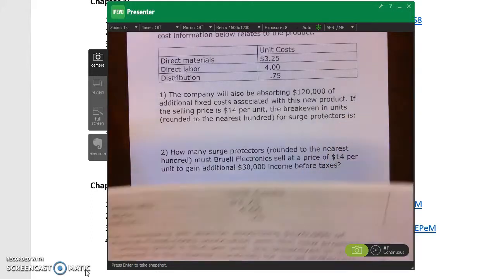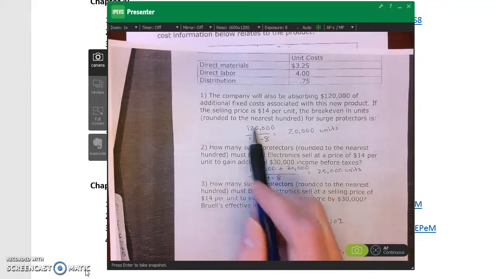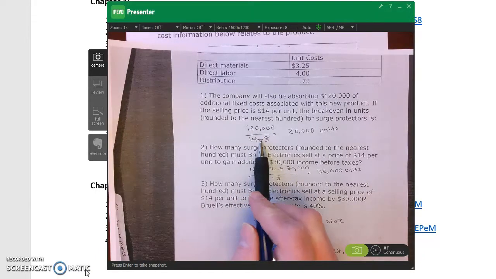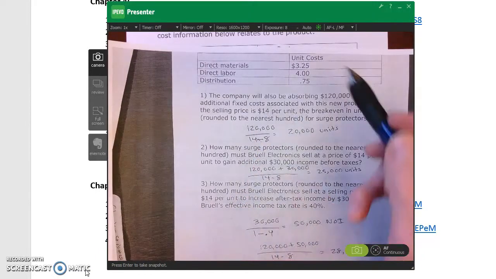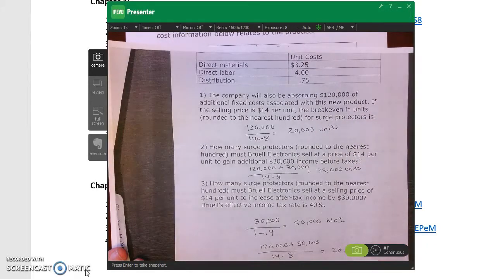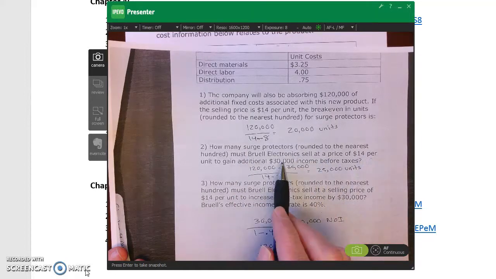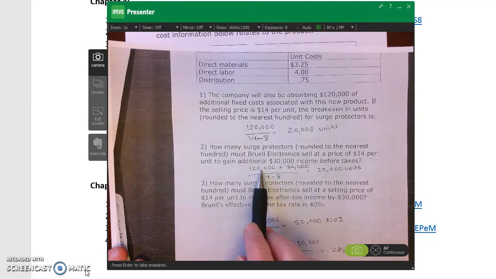Okay? So if we look at the problem, here's the solution. We come over here, we take our fixed costs divided by our contribution margin per unit. The selling price is 14. You add up all these, and you get 8. The break even is 20,000 units. How many surge protectors do they have to sell to generate $30,000? If I take my 120,000 plus my 30,000 divided by my 6, which is my CM per unit, that's 25,000 units.